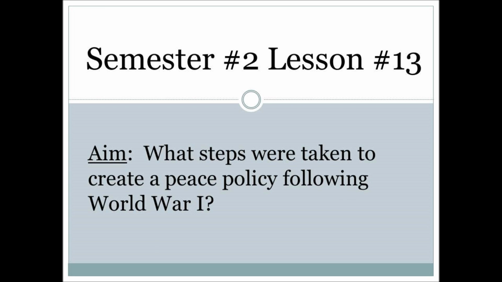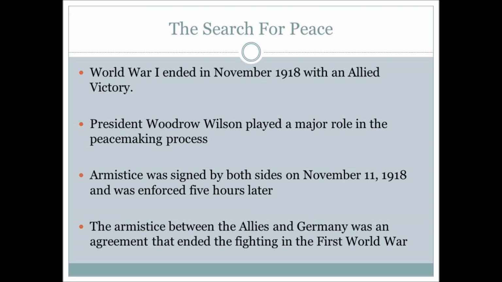And remember when we talked last time, Woodrow Wilson believed that this would be the war to end all wars, and that if they took care of things in World War I correctly, there would be peace on earth. I guess it's a very idealistic belief, but that's what he felt. So we're going to start with the search for peace.